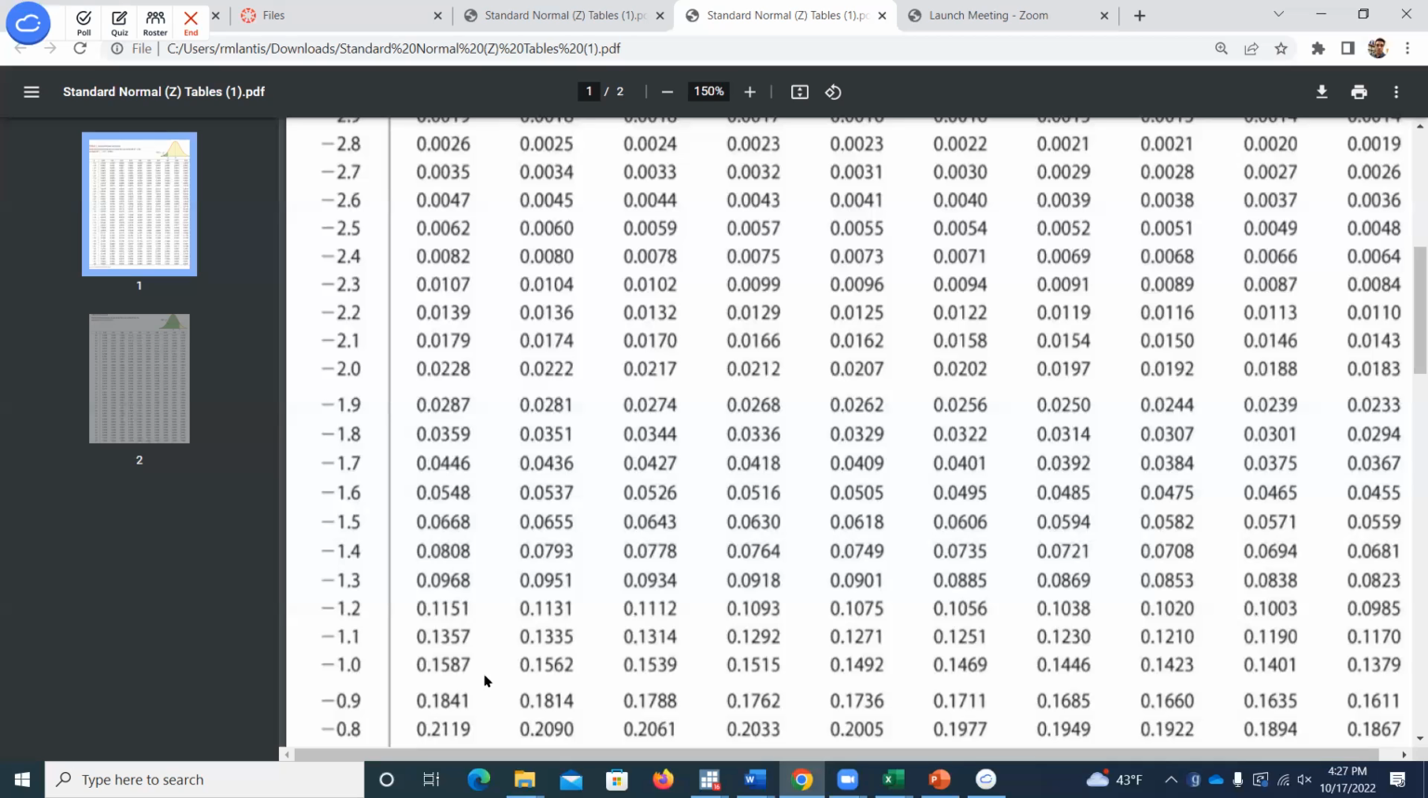So I know this area is 0.8413 because it's a symmetric distribution. I automatically know that the area to the left of negative one has to be 0.1587 as well. So sometimes, instead of using this table over and over every single time, you can use what we've already done and the idea that this is a symmetric distribution to find some of those areas.